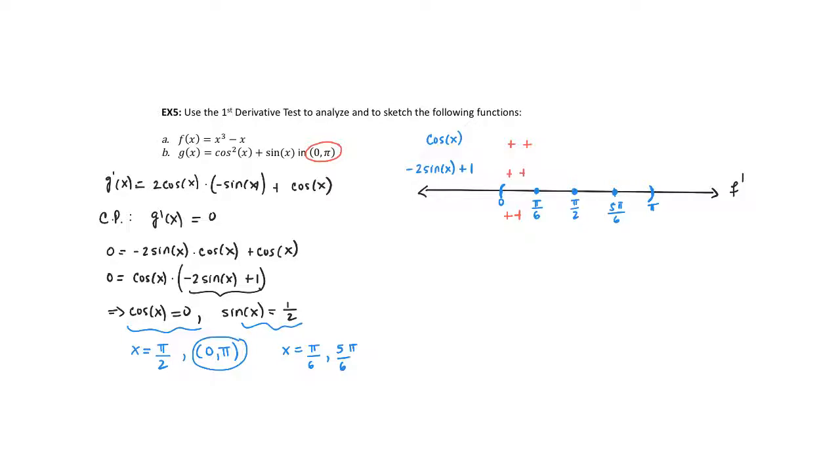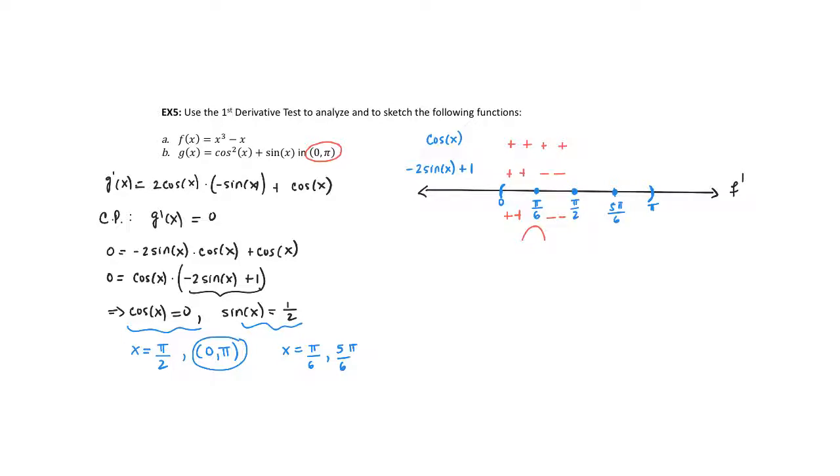Then we're going to go to the interval from pi over 6 to pi over 2. You can choose, for example, pi over 3. And you can plug pi over 3 into x, and we're going to get plus, plus, and minus, minus. That means that the derivative is going to be negative. Immediately, I know that at pi over 6, I'm going to have a local maximum, because the derivative changed from positive on the left to negative on the right of pi over 6.